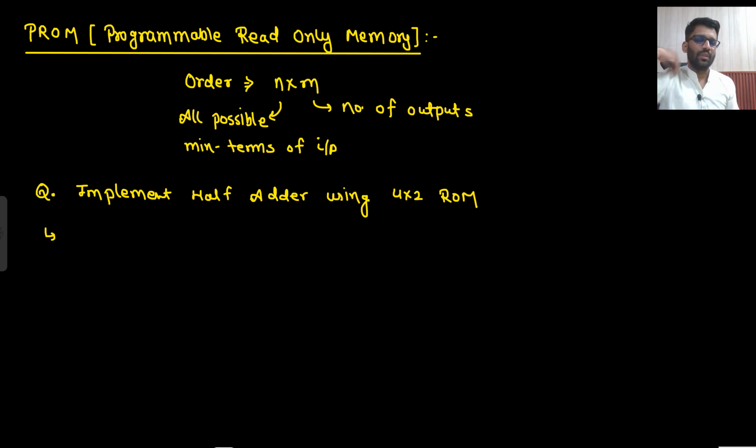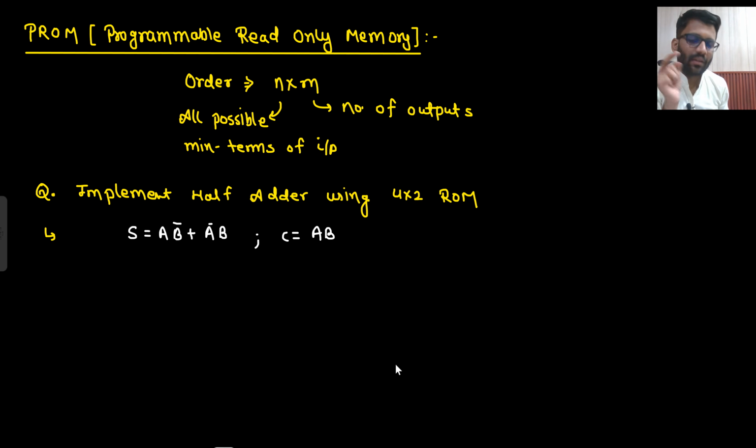Now let's see PROM. So in PROM, the interesting thing is the order is n cross m. What do you understand by n? Let's understand that by an example. You need to implement a half adder using a 4 cross 2 ROM. So what is the expression of the half adder? A XOR B, and what is the carry expression? That is AB. So how many variables are there? 2 variables.